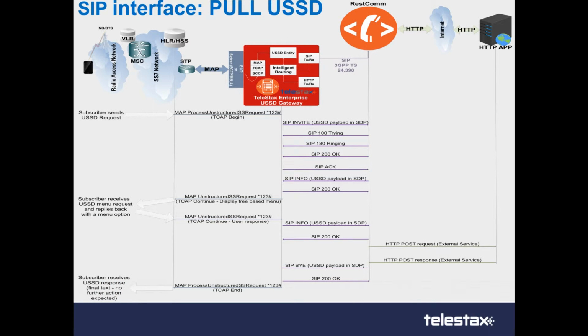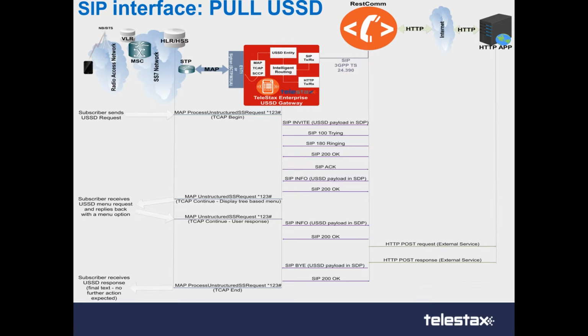The USSD gateway then translates the SIP INFO message into the corresponding MAP unstructured SS request within a TCAP continue message. The text is then displayed on the user's handset, which in turn replies back with an option. This reply is received at the USSD gateway analogously as previously and translated to SIP to route it to RESCOM Connect, where the service logic will proceed accordingly.